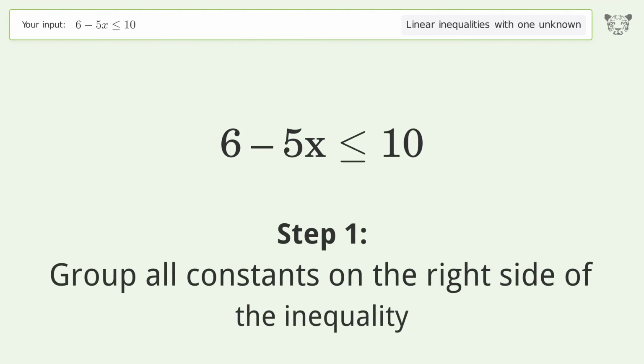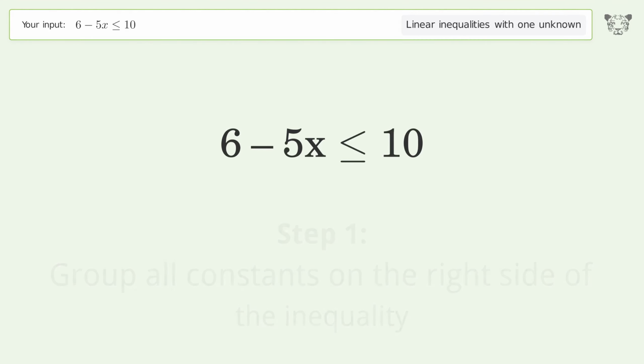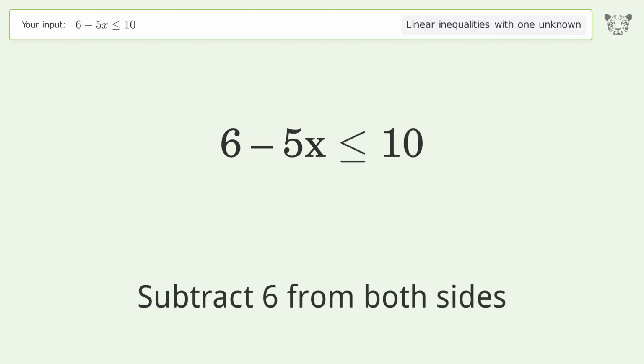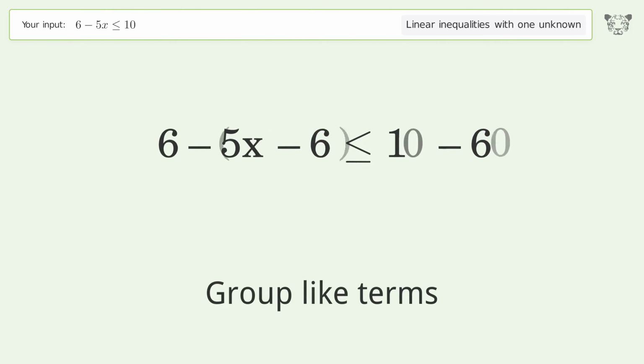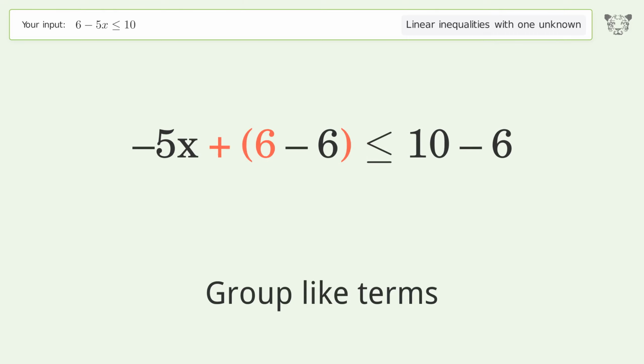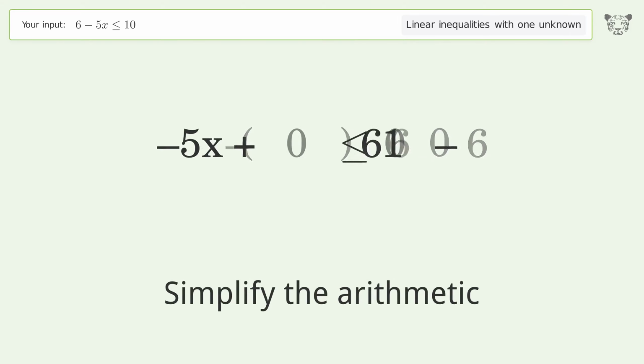Group all constants on the right side of the inequality. Subtract 6 from both sides. Group like terms. Simplify the arithmetic.